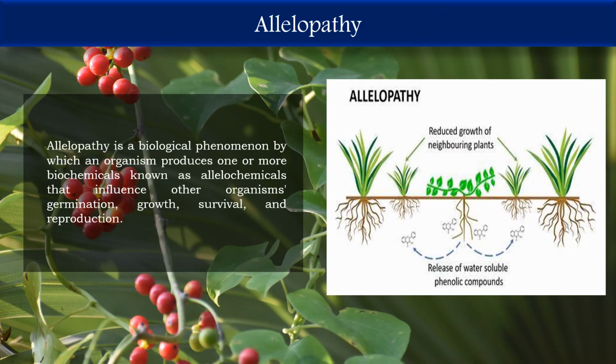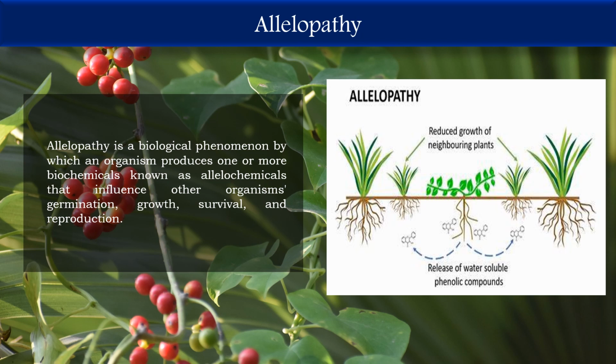So, the first slide is allelopathy. As we all know, allelopathy is a biological phenomenon by which an organism produces one or more biochemicals. Those biochemicals are known as allelochemicals, and they influence the growth of other plant species, including their germination, growth, survival and reproduction.